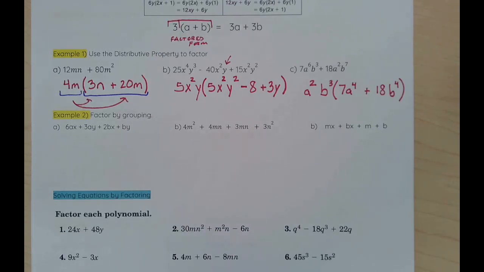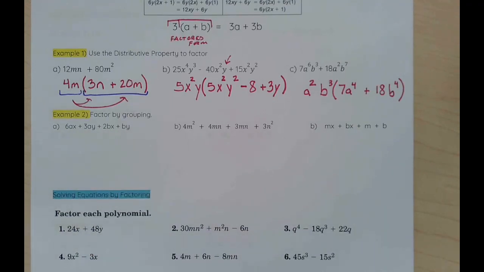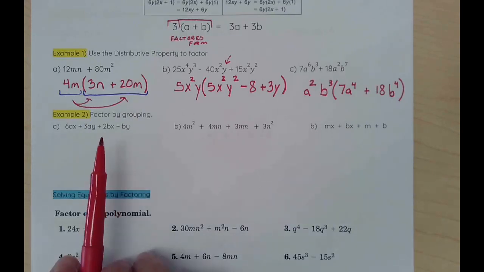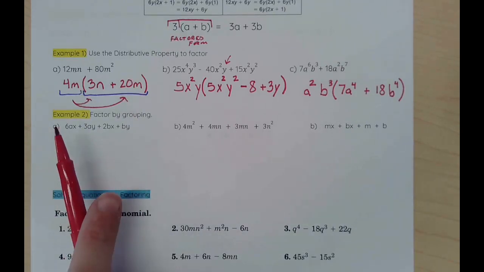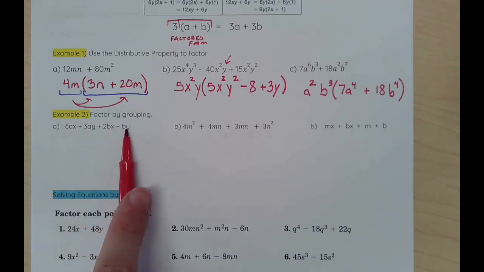6ax plus 3ay plus 2bx plus by. A good indicator that we're going to factor by grouping is when we have 4 terms. That's kind of what we're going to be looking at here. So factoring by grouping, the reason we would factor by grouping is we're going to look here and say, all right, there's nothing that I can factor out of all the terms.